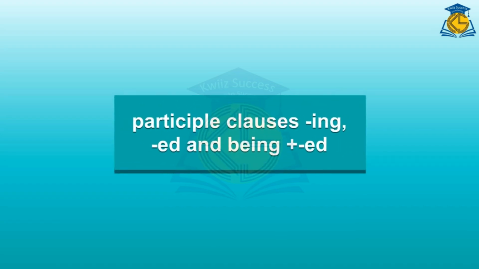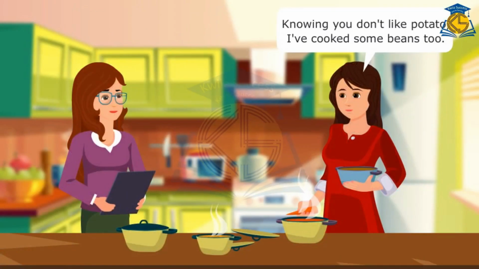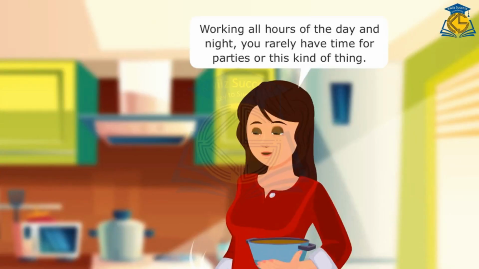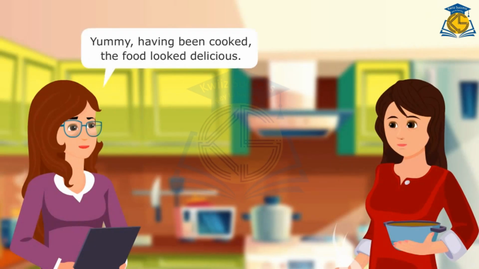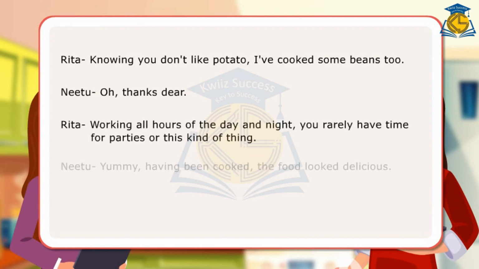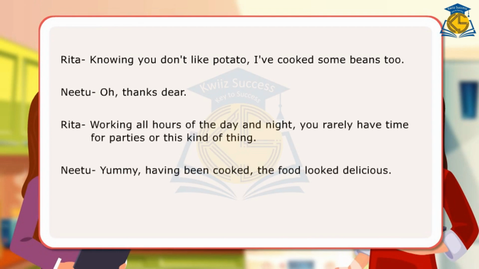Participle clauses: ing, ed and being plus ed. Knowing you don't like potato, I have cooked some beans too. Oh, thanks, dear. Working all hours of the day and night, you rarely have time for parties or this kind of thing. Yummy! Having been cooked, the food looked delicious. In the above conversation, the sisters used clauses with participles to give more information about the noun.